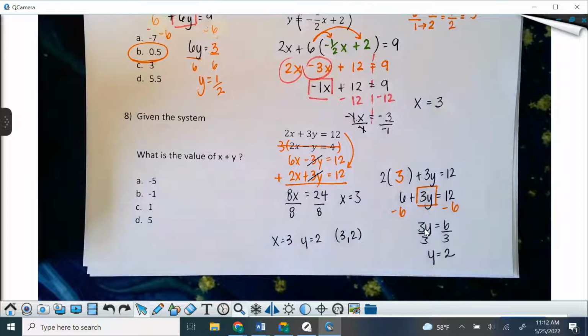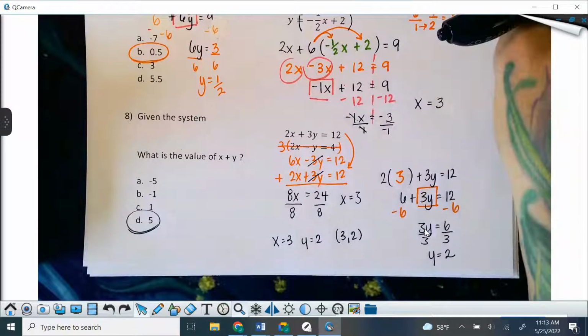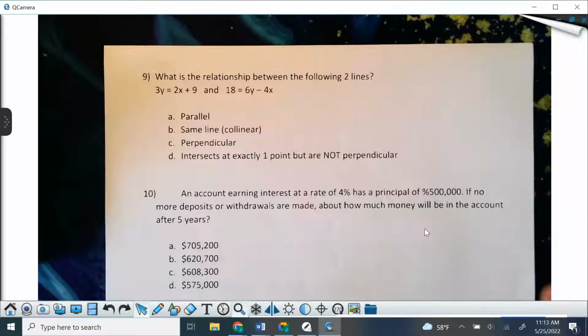But it wants to know what is the sum. So what is x plus y? So what's the answer to this question? You got it. Number 5. 3 plus 2 is 5. I didn't even mean to give you this many systems in a row.